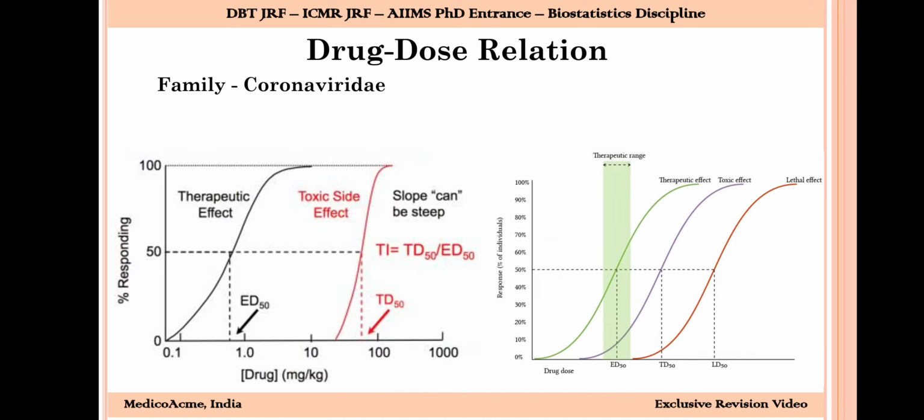So guys, let's talk about drug dose relation. Drug dose relation becomes very important. Why? Because if you are going to test doses of drugs, you have to give different titers or concentrations of the drug in the same animal. In the early stage, the drug may not be beneficial.